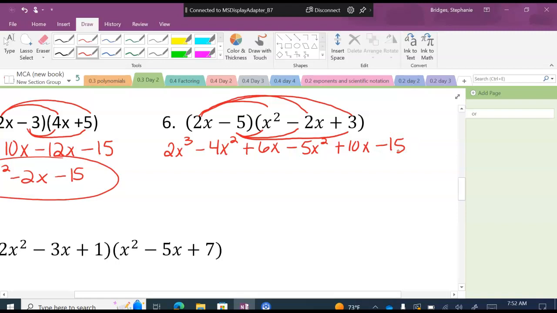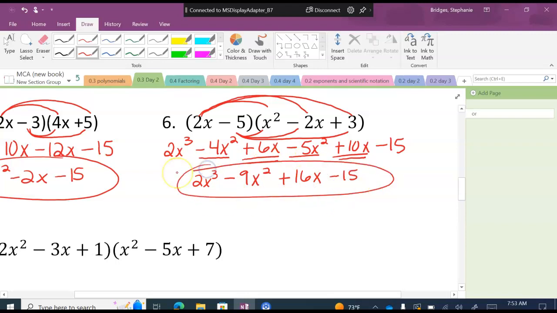And then it's just a matter of combining your terms, making sure it's in standard form. What goes first? 2x to the third. And then I'm looking at my x squareds. I have a negative 4x squared and a negative 5x squared, which combine to give me negative 9x squared. And then I have a positive 6x and a positive 10x, which is going to give me a positive 16x. And then that 15 doesn't have anything to combine with. And so therefore the result is 2x to the third minus 9x squared plus 16x minus 15.